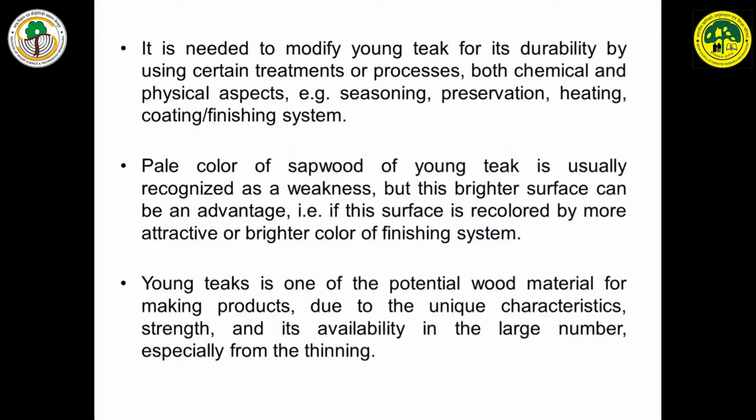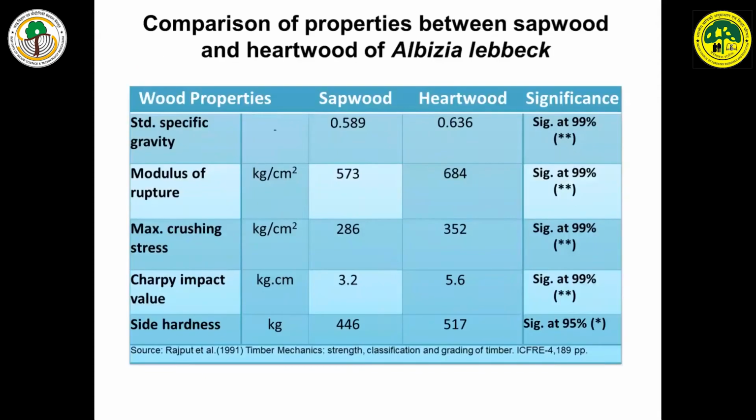So we can see other important commercial species like Albizia lebbeck. This is another wood species. Here also, there was a significant difference between the heartwood and sapwood in different properties like static bending, modulus of rupture, maximum crushing stress, Charpy impact value, and side hardness. Heartwood values were much higher compared to sapwood values.